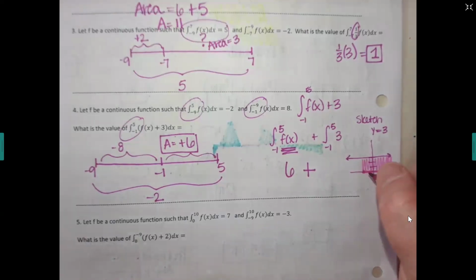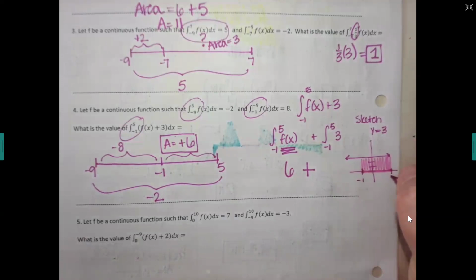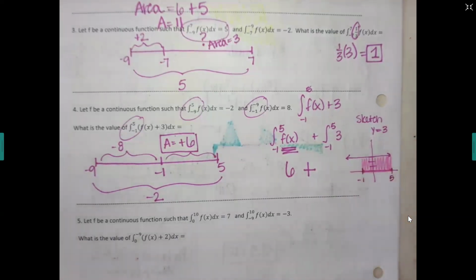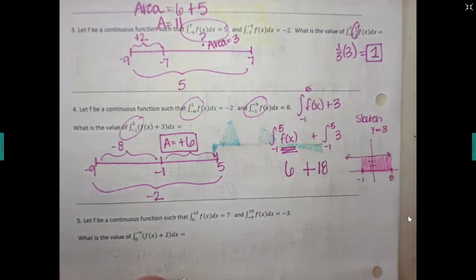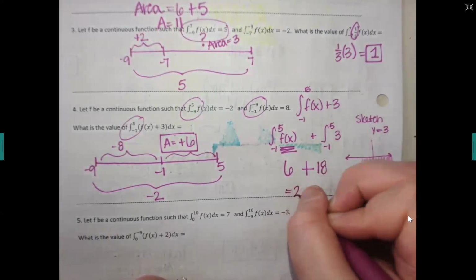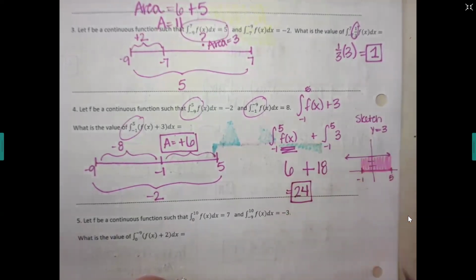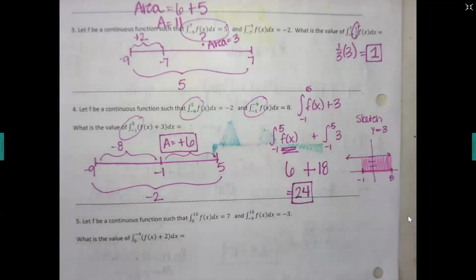So if this is a -1 and this is a 5, what is the length of my base here? 6 units. How tall is it? 3. So if it's a 6 times 3 box, how big is that? 18. And then 6 plus 18 gives me a final answer of 24. So if this is a function, you would just graph it. 3 by itself is a nice, easy, flat line, which gives us a rectangular area.